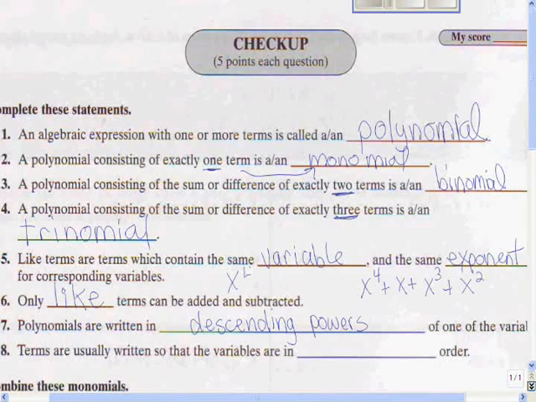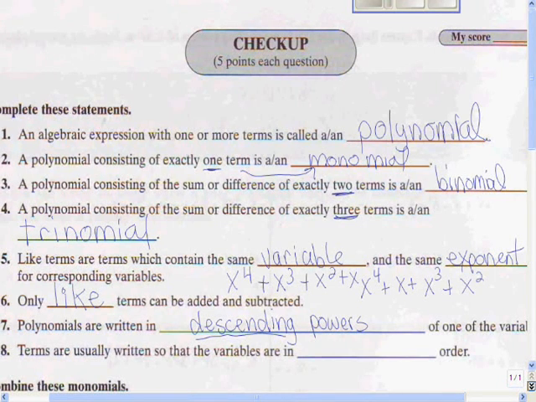In other words, you put the larger power first, then the descending one, the one that comes next, which is x to the third, and then x to the second, and then x. That's what it's saying here. I know it sounds fancy. Polynomials are written in descending powers of one of the variables. Okay, so if you have the same variable, but with different powers, you start off with the bigger power, and then you write the terms in descending powers. So from larger to smaller. That's what descending means. It means to go from larger to smaller.